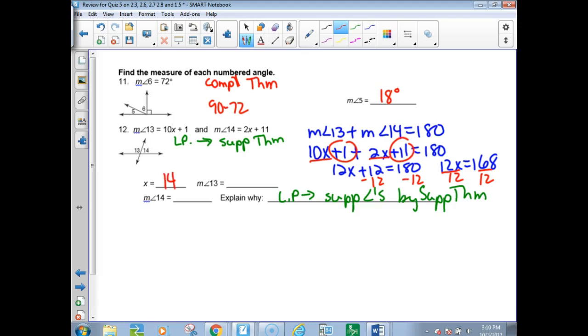We got 14 for x, and then it says to find the measure of angle 13 and 14. So 13, we're going to do 10 times 14 plus 1. That's 141 degrees. And then we'll do 2 times 14 plus 11 to get angle 14.